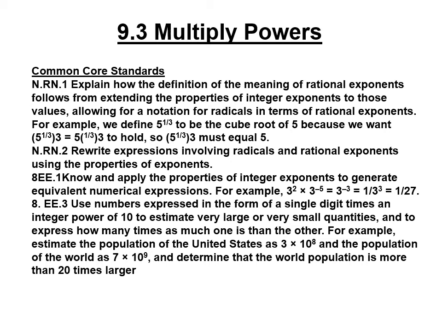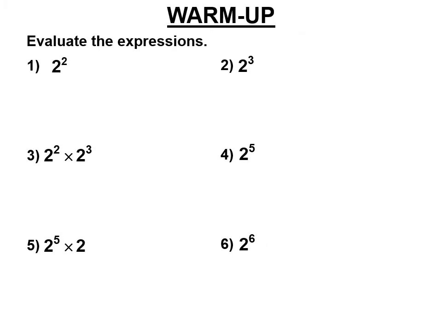So welcome to 9.3. We're going to take powers and multiply them with each other. 2 squared is 2 times 2, which must be 4. 2 cubed is 2 times 2 times 2, which is 8. So what is 2 squared times 2 cubed? Well, 2 squared times 2 cubed must be the same as 4 times 8, or 32.